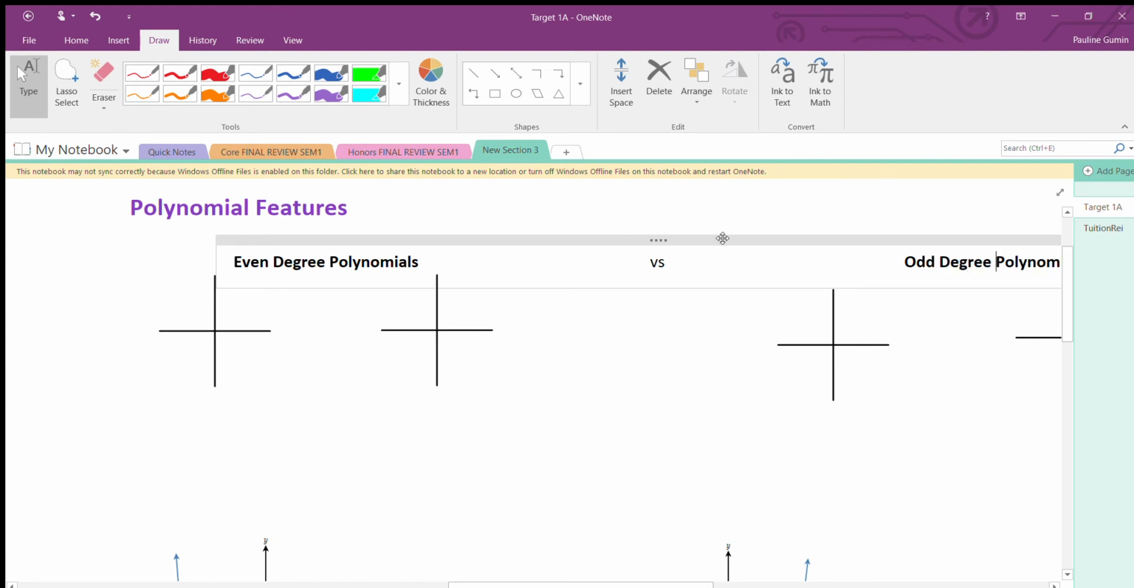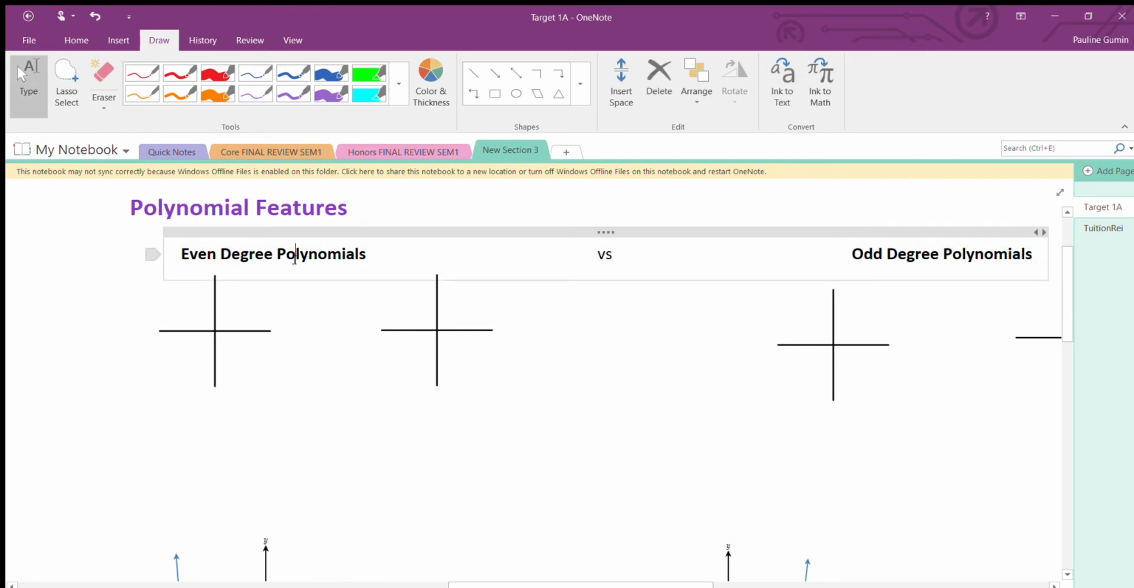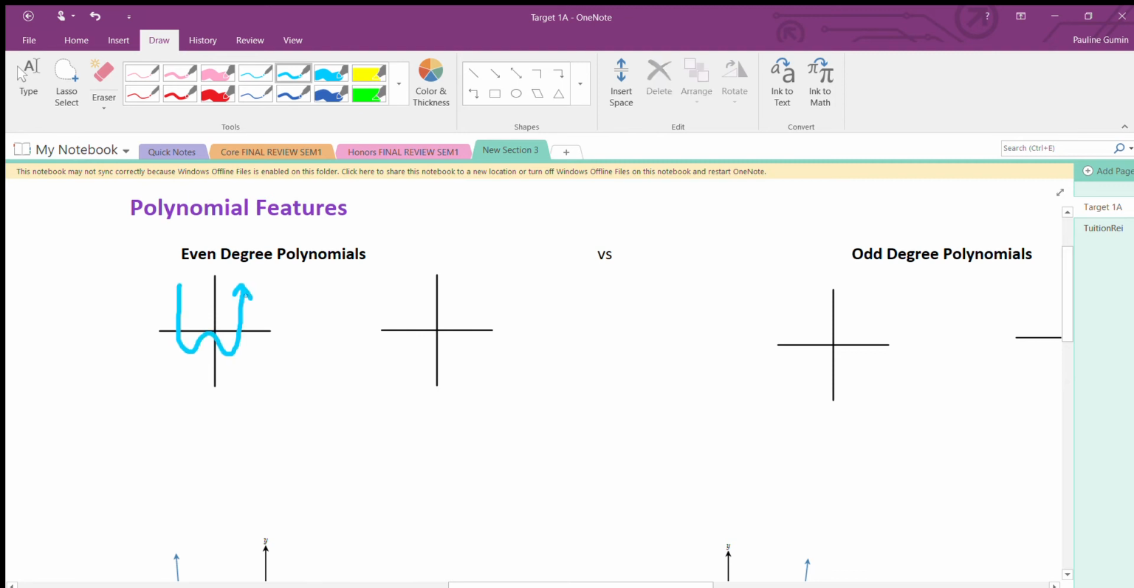Okay, so what does that mean? That means like x squared, x to the fourth, x to the sixth. Those are all even exponents, so they're even degree polynomials. Let me show you what they look like. We have two types. We have a positive polynomial that's even. It has both arms facing upwards. We also have even polynomials that are negative. And I'm just making them up. All right, don't ask me for that equation. I don't know. But I do know it's negative because both arms are pointed downwards.